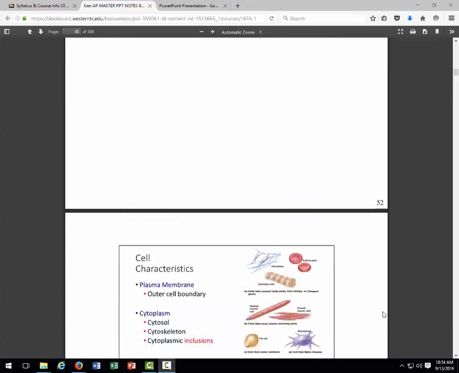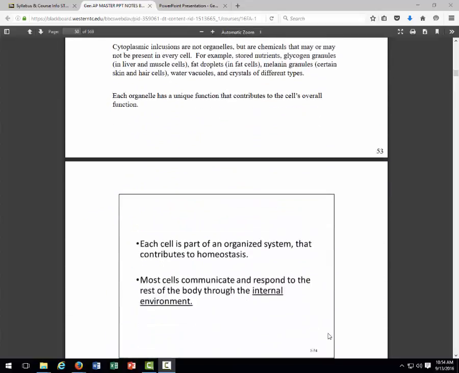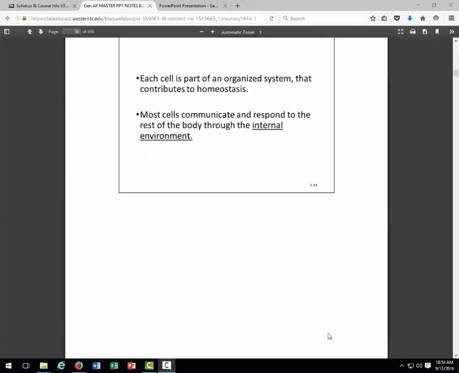Now your online activity, and in lab this week, we talked about the different parts of the cell, so I'm not going to review that. You can read that. But what I do want you to be aware of is this internal environment. When we say that cells are part of the internal environment, it just means where all this physiology is happening is in the internal environment.